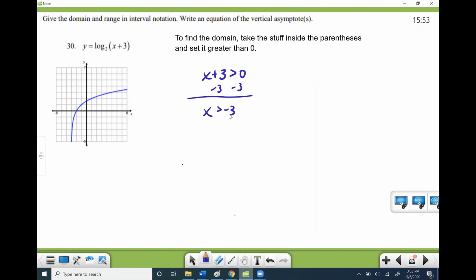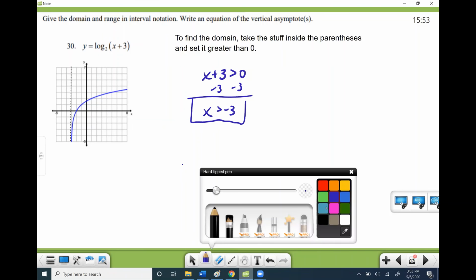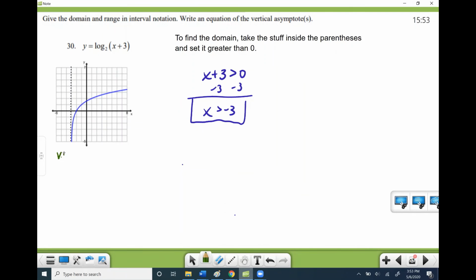Now they gave you a graph. This is if you don't have the graph, you guys. This is how you do it. Okay, now you can see that that is indeed true. Here at -3, it looks like there's a vertical asymptote, right? And so all the values are going to be greater than -3. Okay, so there's a vertical asymptote at x equals -3.